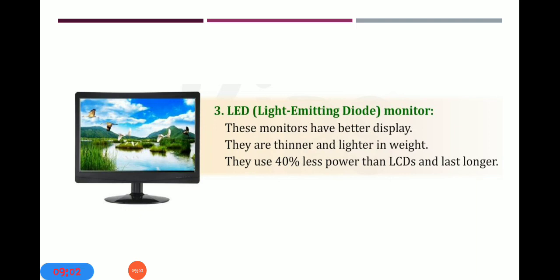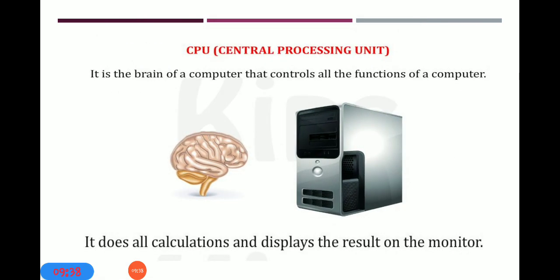Okay, right now LED light bulbs are also available. So many people use LED lights in their houses. Why? Because LED lights consume less power, right? That's why they use LED lights. And this type of computer also has an LED monitor screen, which is a light emitting diode, and this monitor has a better display, is lighter and thinner in weight, uses 40% less power than the LCD, and lasts longer, meaning it works for a very long time.